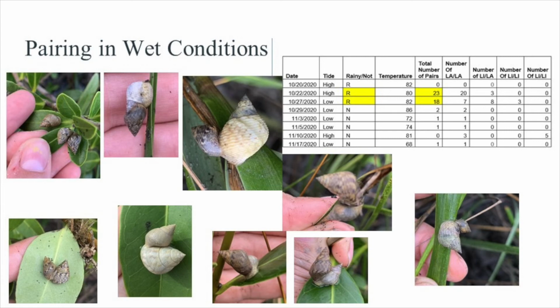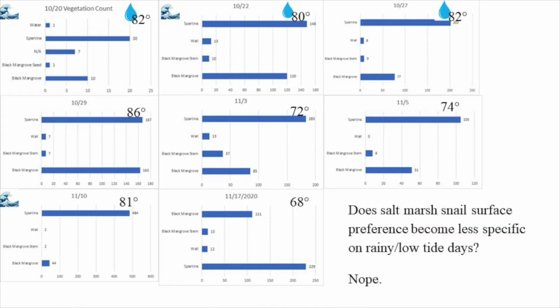I expected that surface preference was going to be less specific on rainy and low tide days, but it wasn't. My graphs indicate no differences between surface preference and moisture.